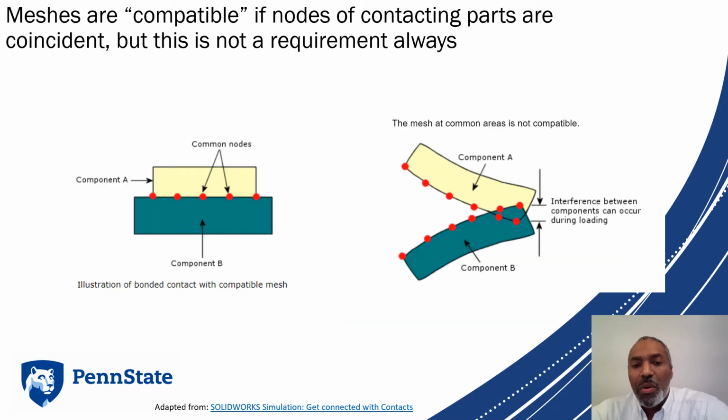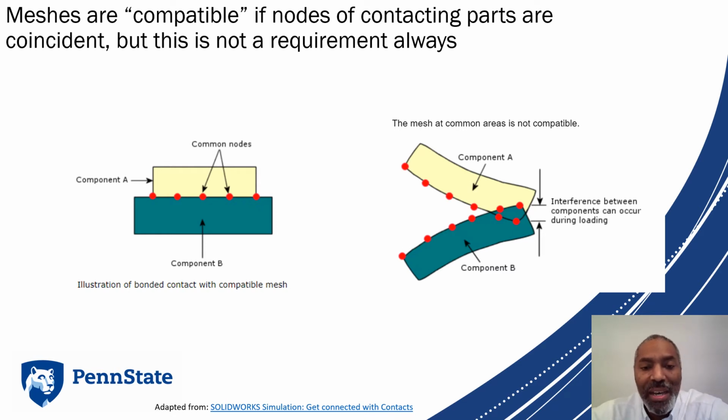As I said before, there's a whole history of mathematics that goes into how you determine whether or not two surfaces are in contact with each other, and especially two surfaces that are discretized by nodes, as they are in the finite element method. We won't get into that history, but we will point out one important piece of it, and that's whether or not the meshes are compatible at those locations. What do I mean by that?